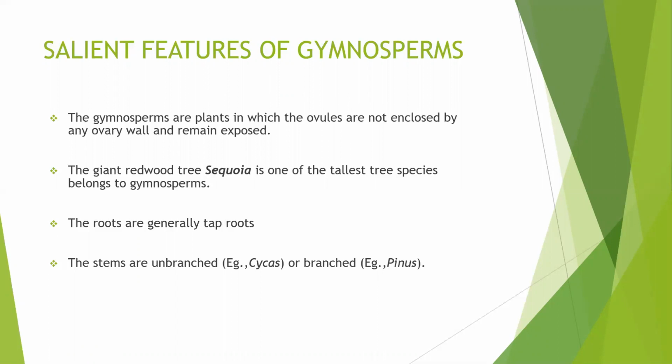Gymnosperms generally have a taproot system. Talking about the stems, stems may be branched like in pines, or unbranched like in cycas. The two main examples of gymnosperms are cycas and pines. When we go to hill stations, we have seen a lot of pine trees.